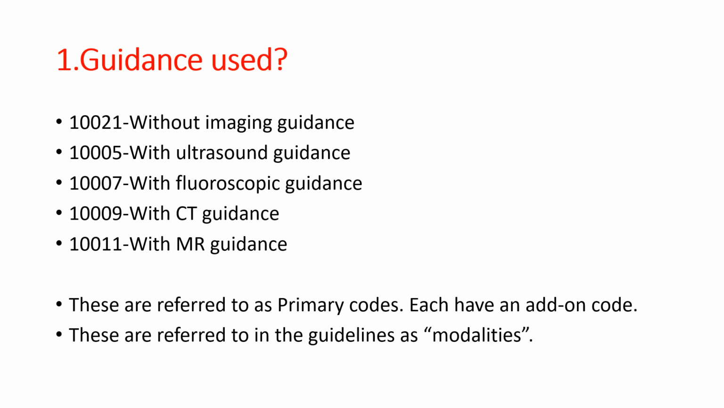First thing, guidance used. So 10021 is without imaging guidance, 10005 is with ultrasound guidance, 10007 is with fluoroscopic guidance, 10009 is with CT guidance, 10011 is with MR guidance. These are referred to as primary codes. Each has an add-on code. These are referred to in the guidelines as modalities, that is imaging guidance.